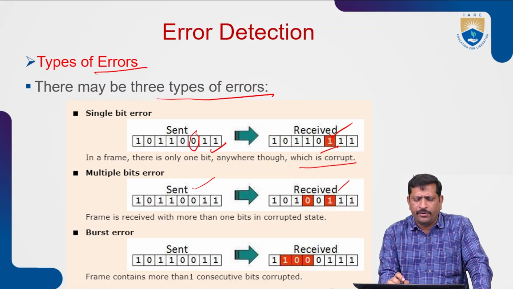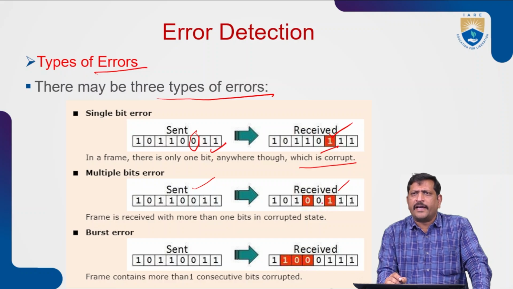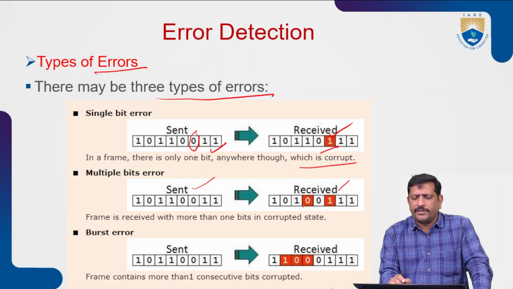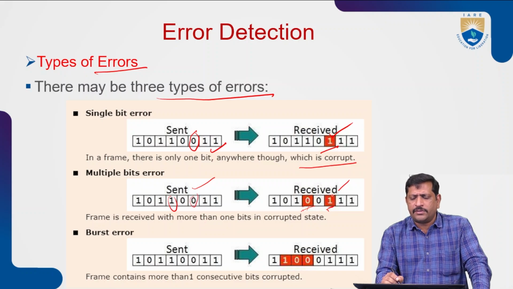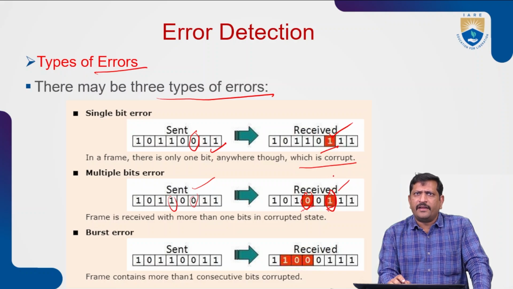Here he received more than 1 bit corrupted. That means 2 bits are corrupted here. One is bit 0 and another one is bit 1. Instead of 1 in the sender's data, the receiver receives 0, and instead of 0, the receiver receives 1. These 2 bits, bit 1 and bit 0, are corrupted. So this is the multiple bit error. Next, burst errors.